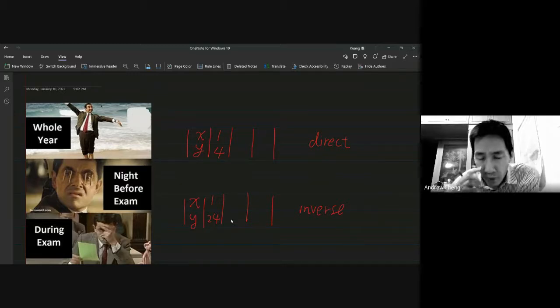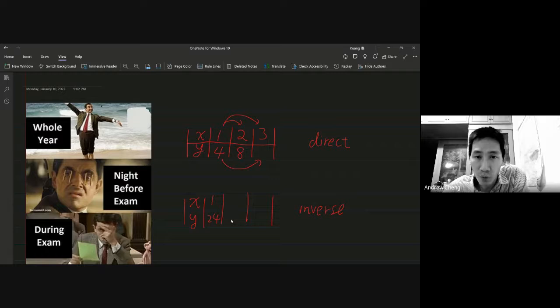First of all, when we compare the two values of the variables, when x equals 1, y equals 4. If I double the value of x, it becomes 2, then the value of y also doubles, becomes 8, right? If I triple the value of x to 3, and you found that the y value also triples, becomes 12, then we can say this is direct variation, okay?